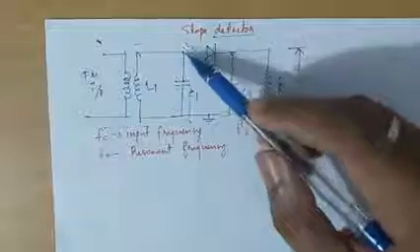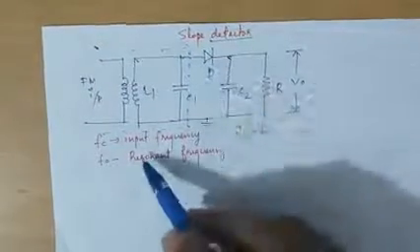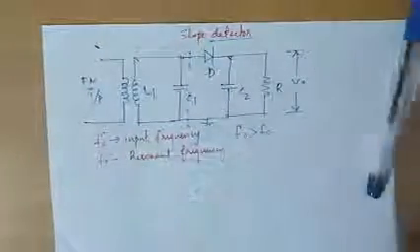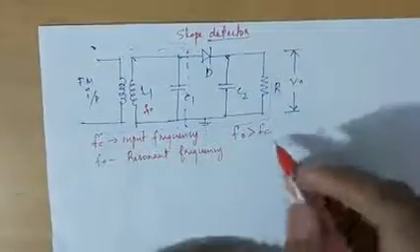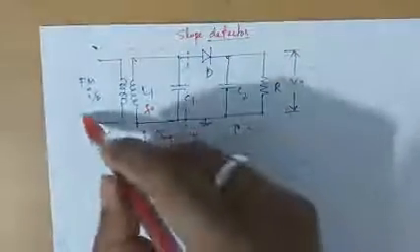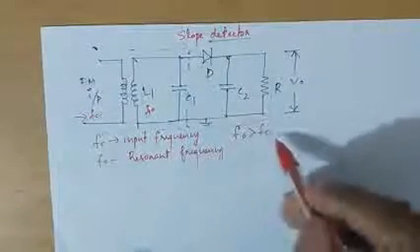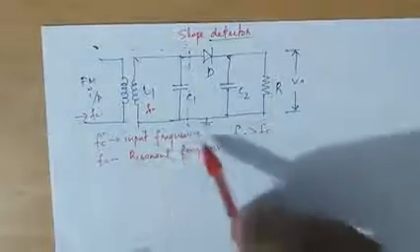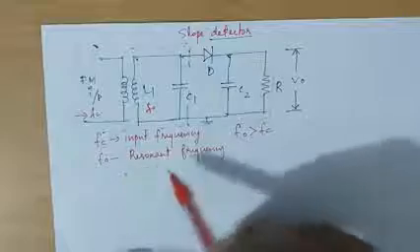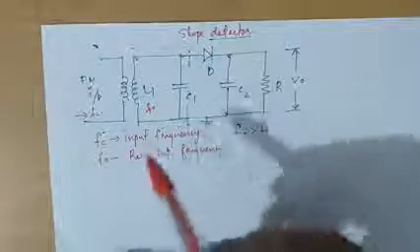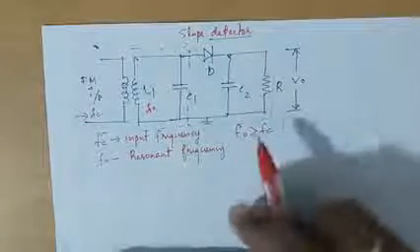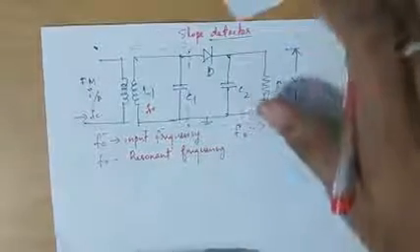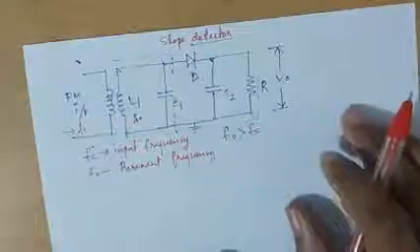This tank circuit is tuned in such a way that the resonance frequency F0 of the tank circuit is greater than the incoming signal frequency FC. So FC is the incoming signal frequency and F0 is the tuned frequency, that means the resonance frequency of the tuned circuit. It will be chosen in such a way that F0 must be greater than FC.